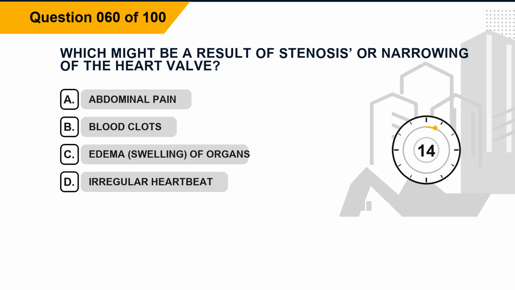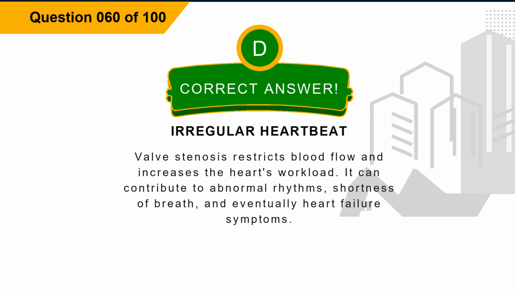Question 60. Which might be a result of stenosis, or narrowing of the heart valve? Option A, abdominal pain. Option B, blood clots. Option C, edema, swelling, of organs. Option D, irregular heartbeat. The correct answer is option D, irregular heartbeat. Explanation. Valve stenosis restricts blood flow and increases the heart's workload. It can contribute to abnormal rhythms, shortness of breath, and eventually heart failure symptoms.